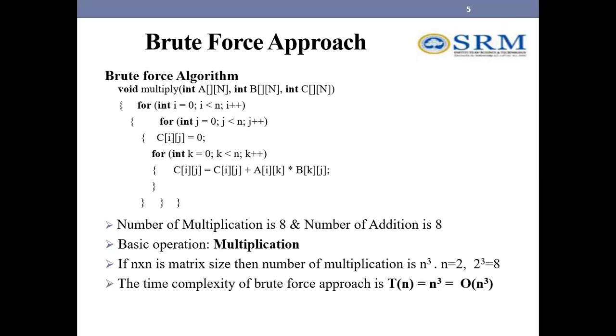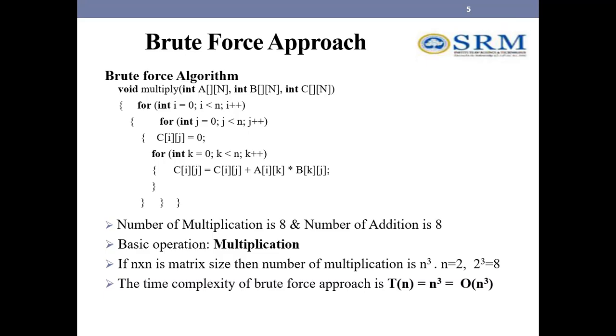That is A of ik into B of kj. So for every value of i, there is one multiplication. So this loop is the addition statement: C of ij equals C of ij plus A of ik into B of kj. This multiplication is executed n cube times. So that is 8 multiplications. In this example, if n is 2, the algorithm performs 8 multiplications.